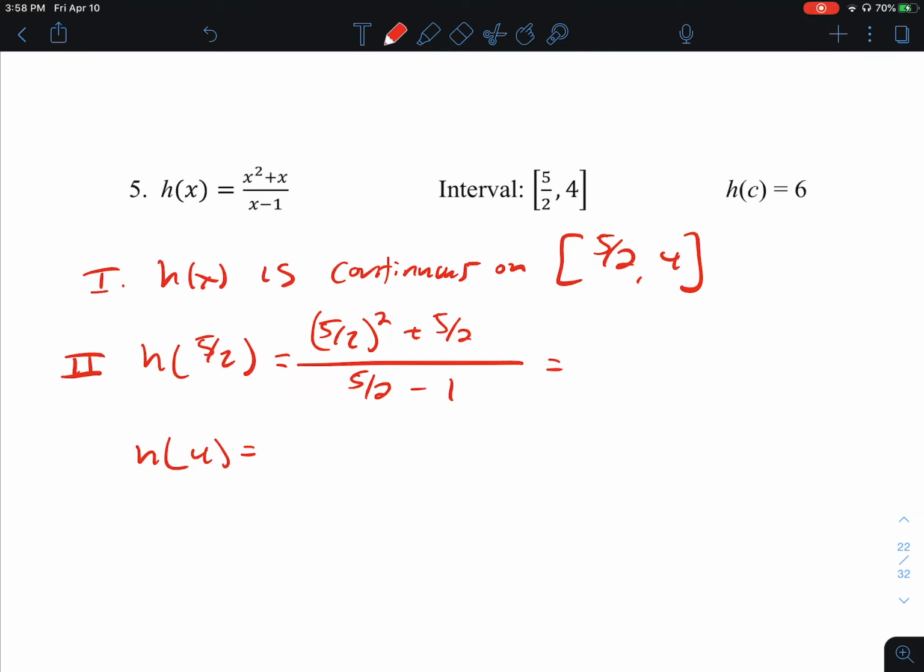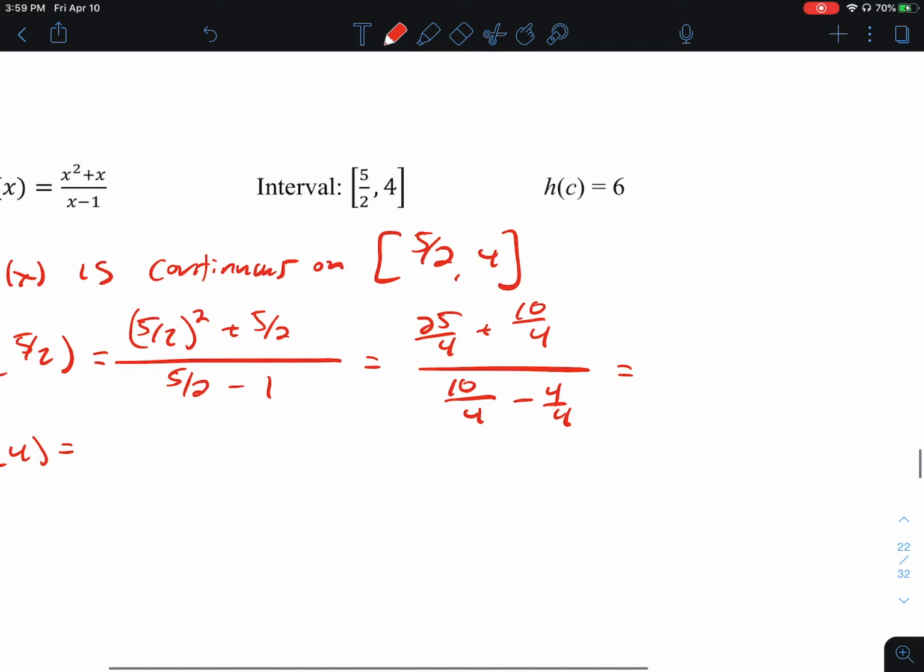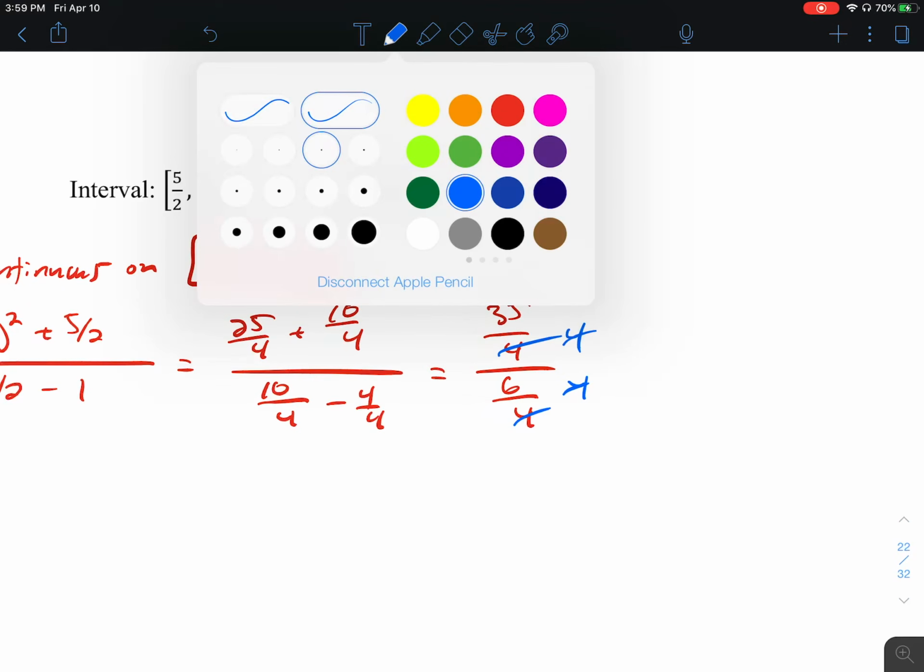5 over 2 squared is 25 fourths. I'm going to change 5/2 to 10 fourths, so I have common denominators. I'm going to do the same on the bottom. I'm going to get common denominators on the bottom. I'm going to make sure it's a 4 as well to make this easier on myself. I'm going to have 10 fourths minus 4 fourths. That's going to give me 35 fourths over 6 fourths. If I multiply this by 4 over 4, I end up with 35/6.